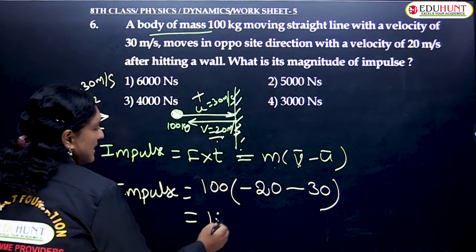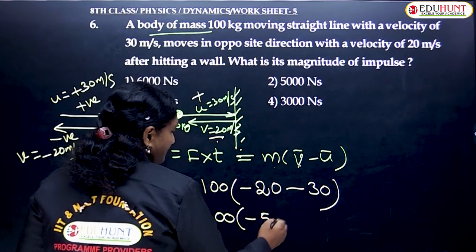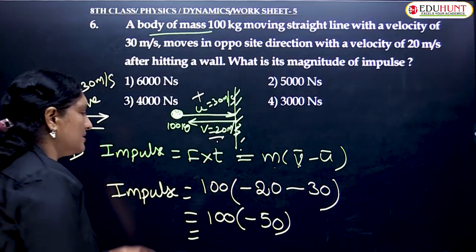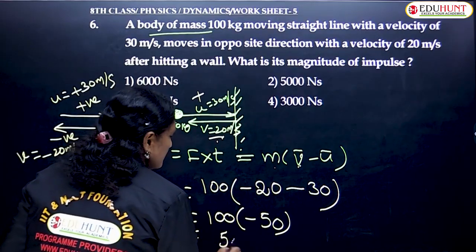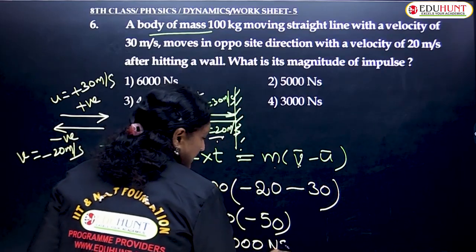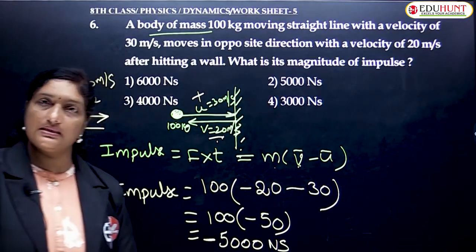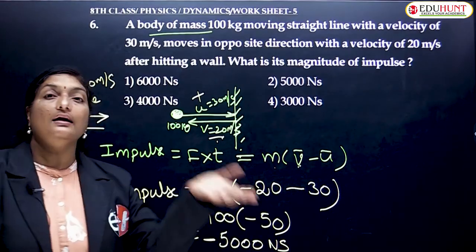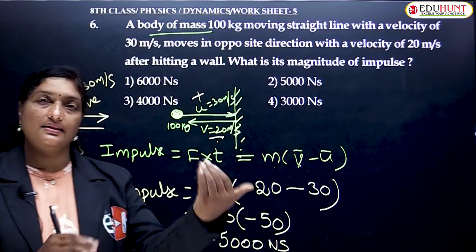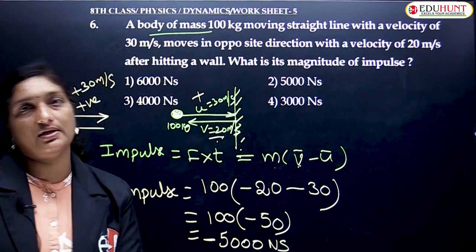Hence the value of impulse is found to be 100 into minus 20 minus 30, which is minus 50. So children, 100 into minus 50, how much is that? 5,000. Minus is also kept, Newton second. Okay, so what is the final answer? Minus 5,000 Newton second. So minus indicates the direction. That means it moves in the backward direction. The impulse acts in the negative direction. How much impulse? The magnitude of impulse is 5,000 Newton second.